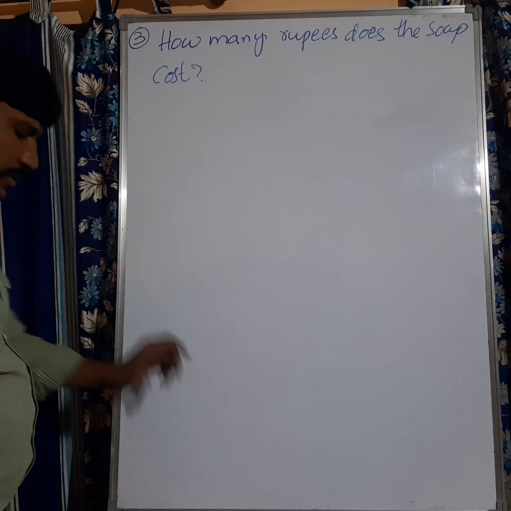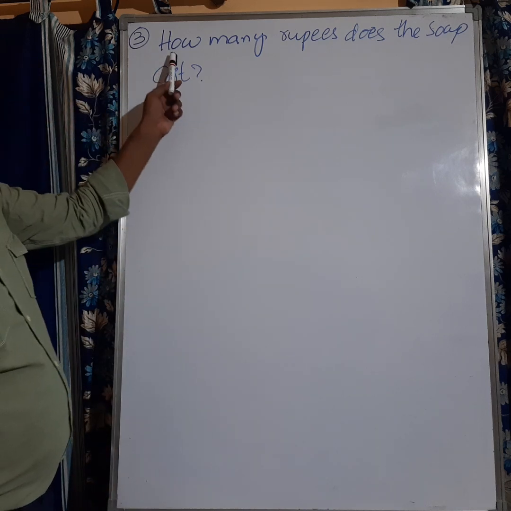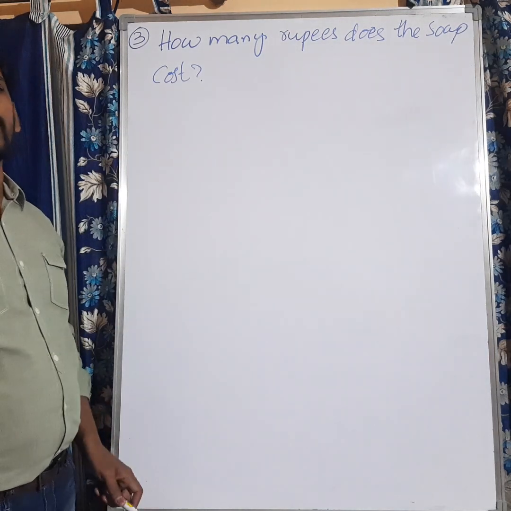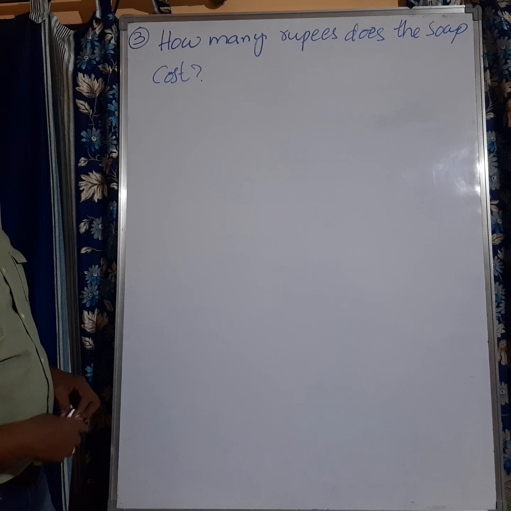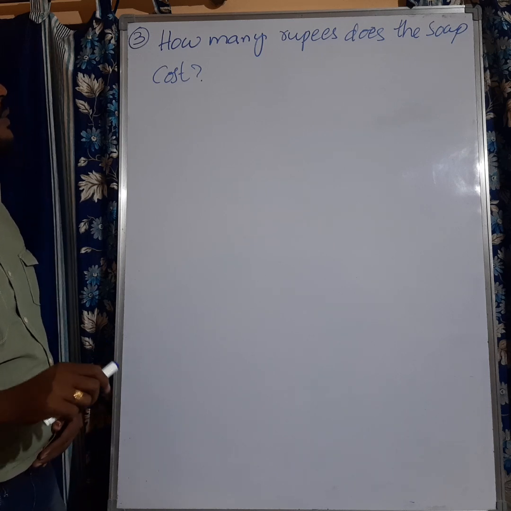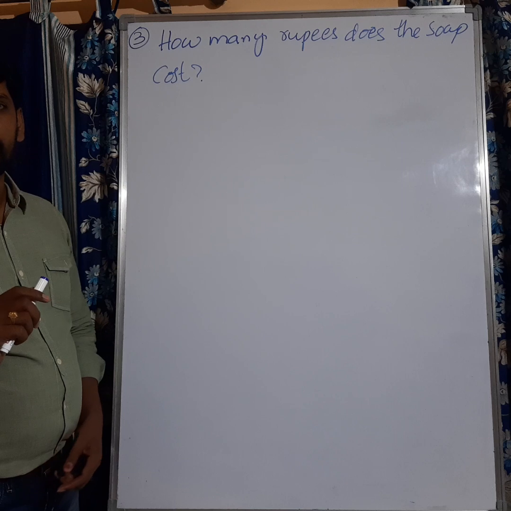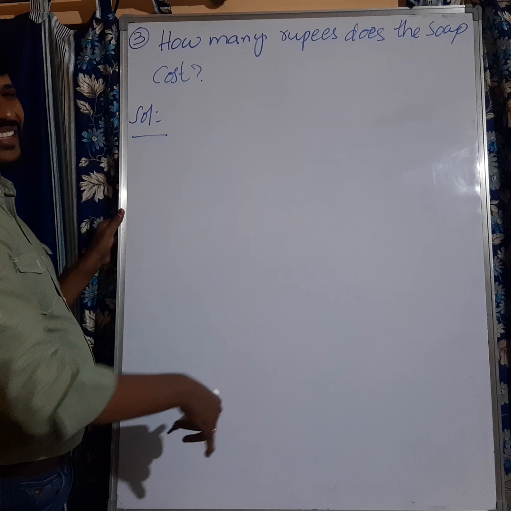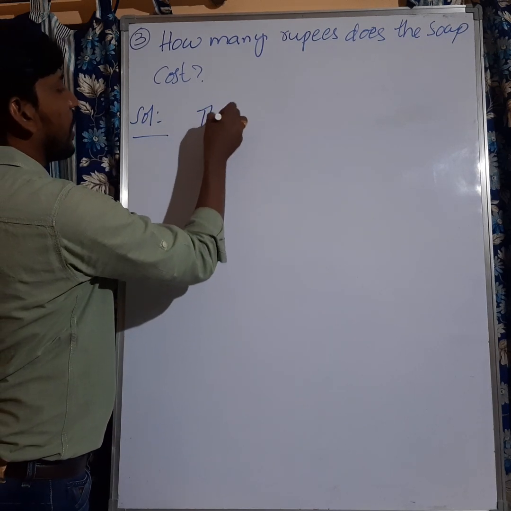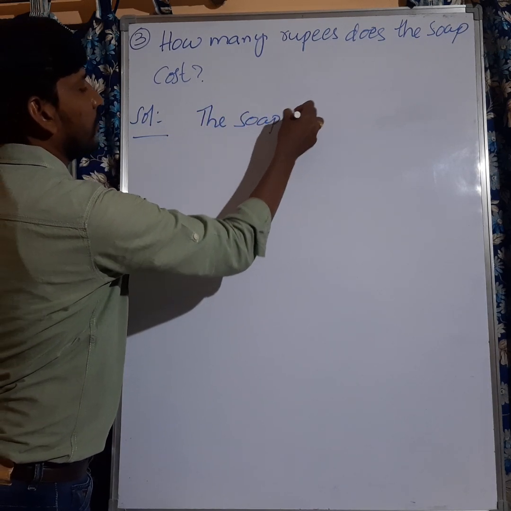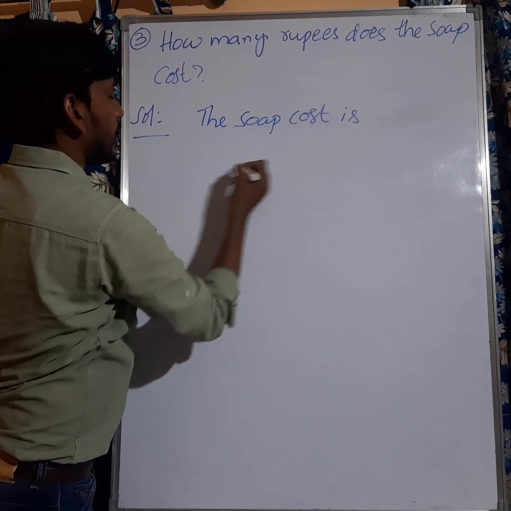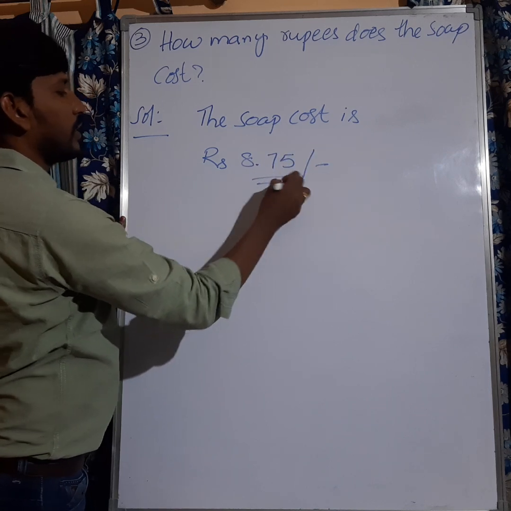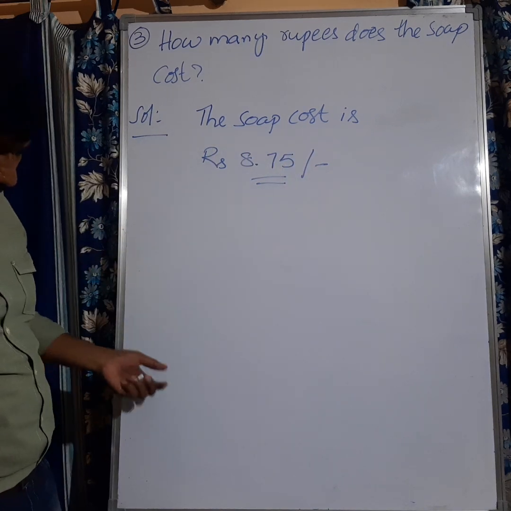Now children, see this here. Question number 3. How many rupees does the soap cost? It is in the price list only at the market. What is the cost of soap box? They are asking how many rupees does the soap cost? That is the soap cost they have given in the price list only. So the soap cost is rupees 8.75. Clear? That is your answer only. Generally they are asking that directly.